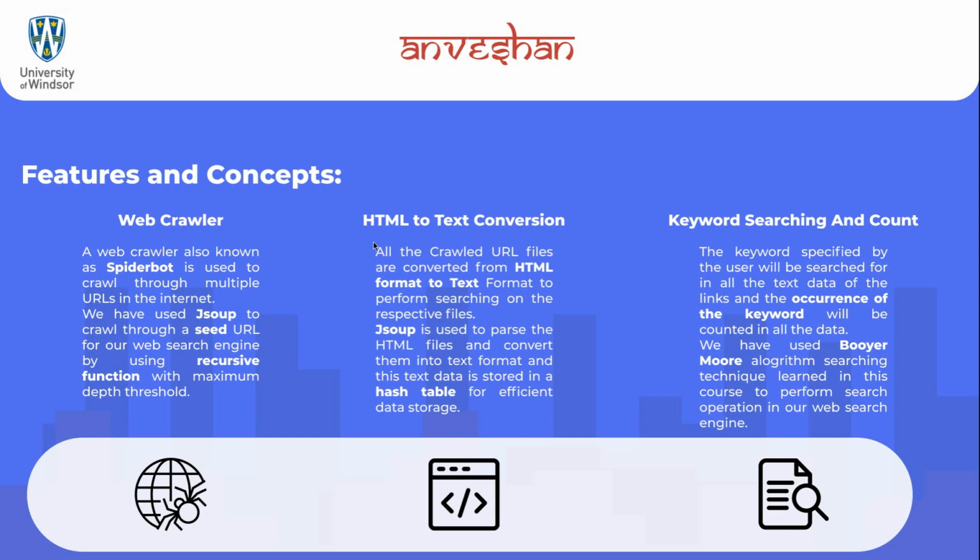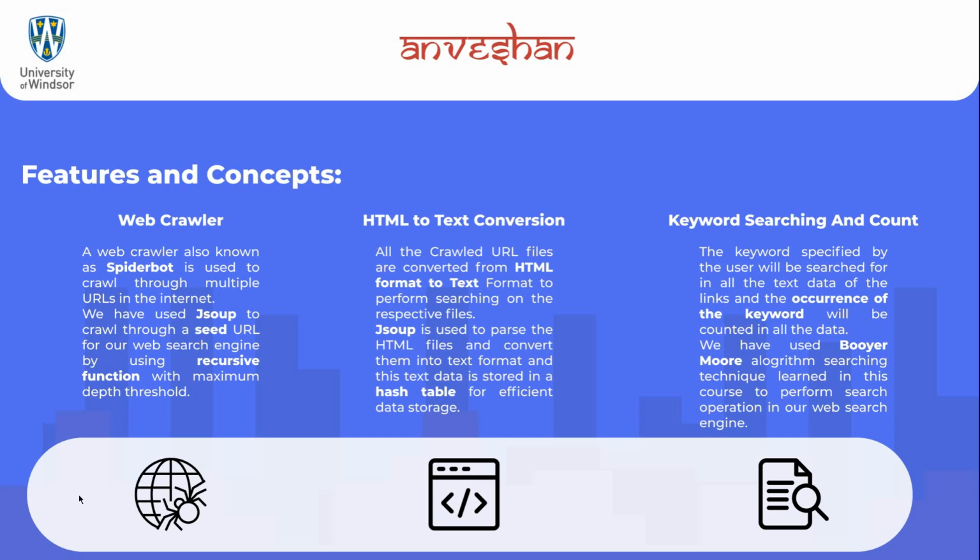Okay, so I will tell you about the features of our search engine and the concepts we have used to implement them. So first, we have used a web crawler, also known as a spider bot, to crawl through different URLs in the internet. Basically, we have taken a seed URL and used JSON to crawl through different URLs using recursion and depth first search.